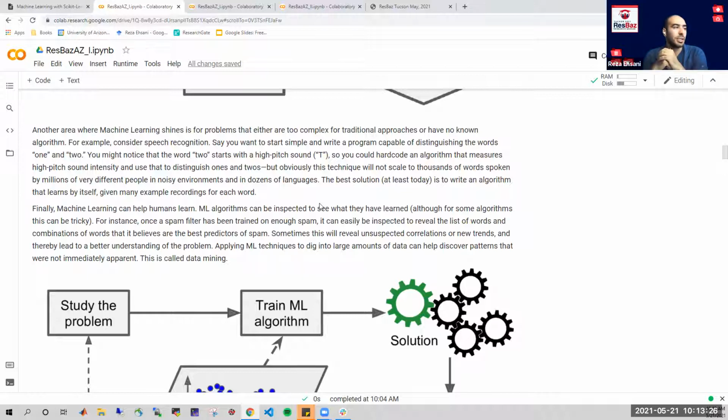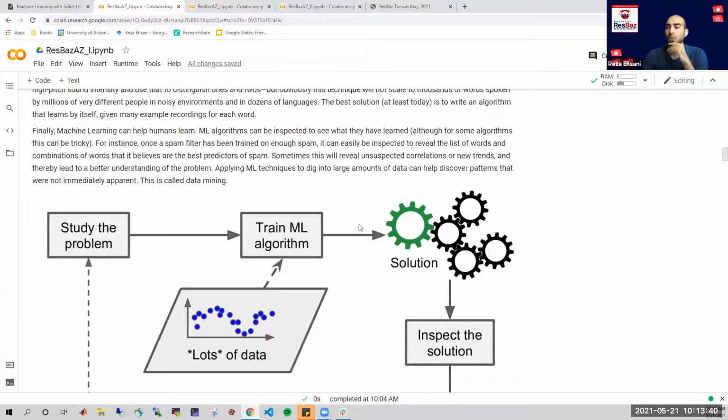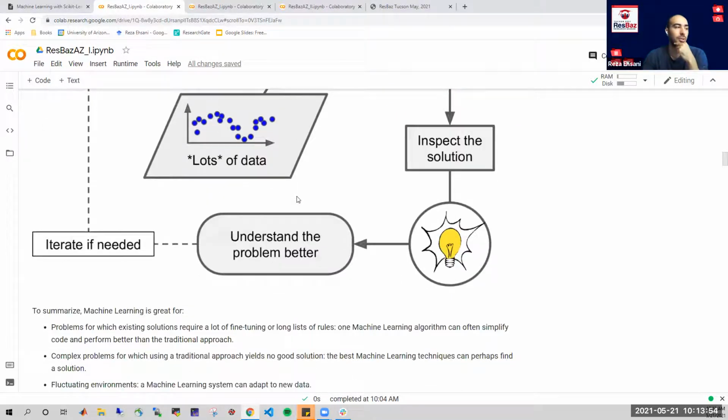Machine learning can also help us to learn. Machine learning models can be inspected to see what they have learned. For example, I gave you the example of the spam filter for emails, but there are much more complicated tasks where machine learning can help us extract information from the data, and by exploring the decision rules of the machine learning model, we can gain insight into what is under the hood.